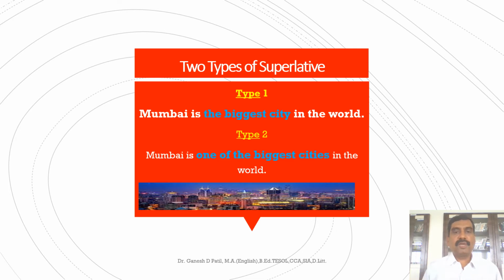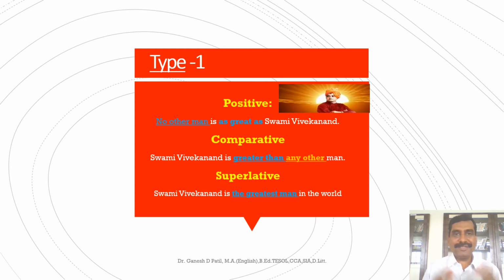Two types of superlative. Superlative sentences may come in two types. A sentence with the plus superlative form of adjective, or one of the plus superlative form of the adjective. Let us see transformation of type 1 sentences from positive to comparative and superlative.